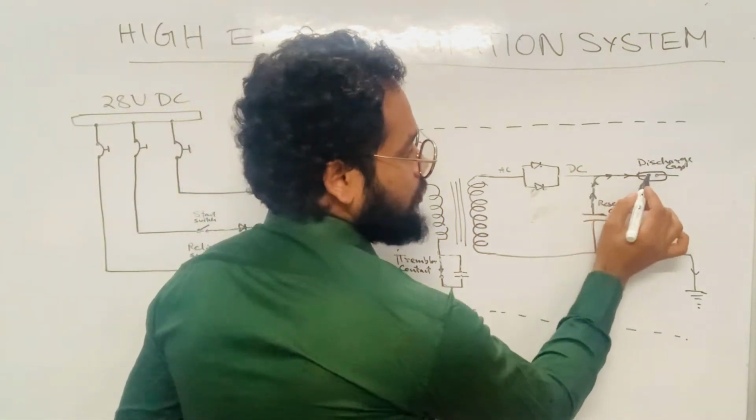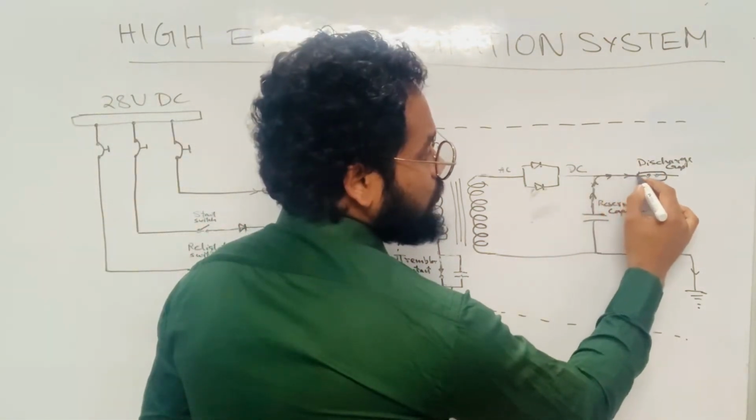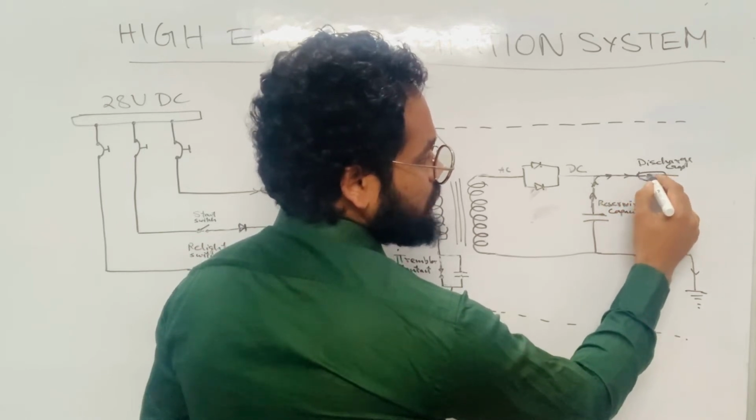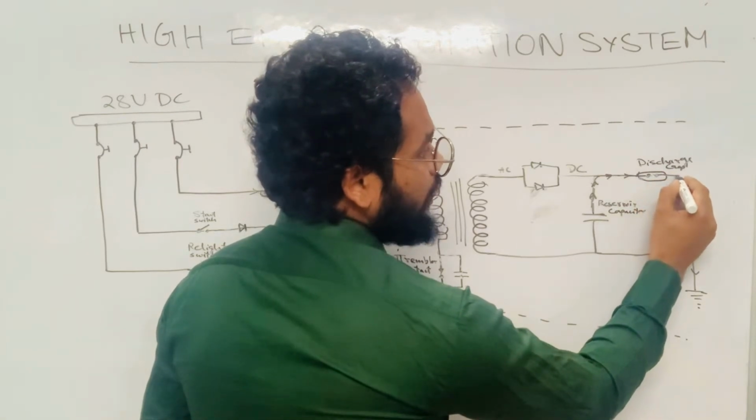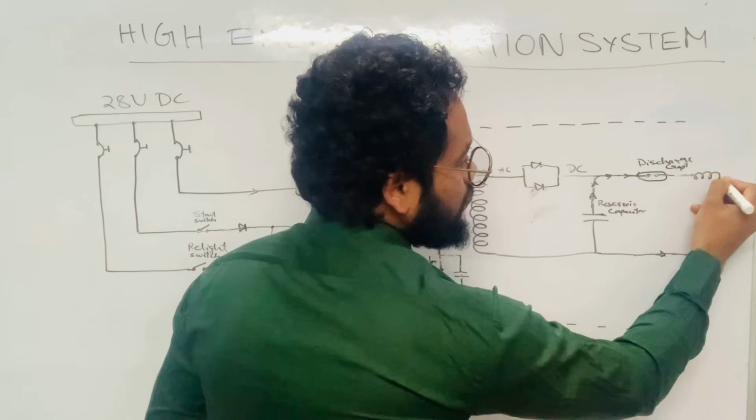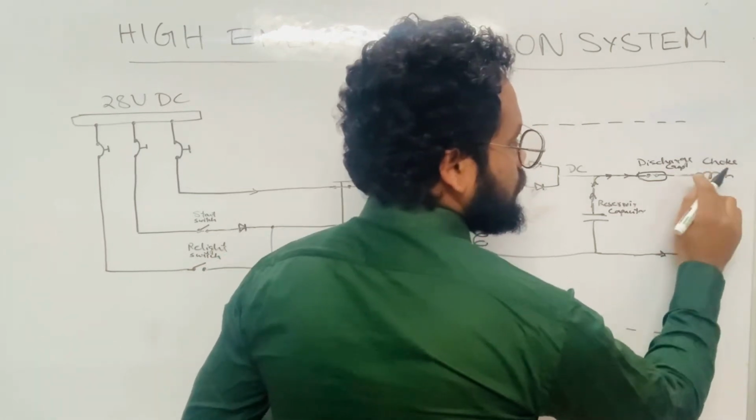So in this discharge gap, what happens? While the capacitor is discharging, it will follow this path, and there will be an arc discharge like this from here to here, from this electrode to this electrode. Then it will go ahead, and by means of a choke like this, choke. So this is the choke.